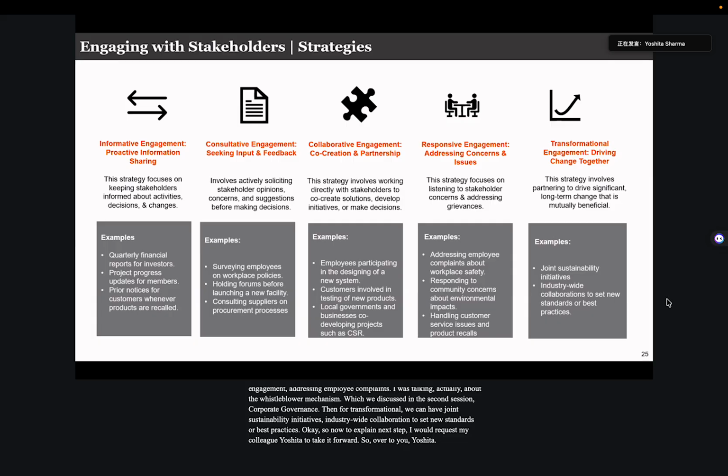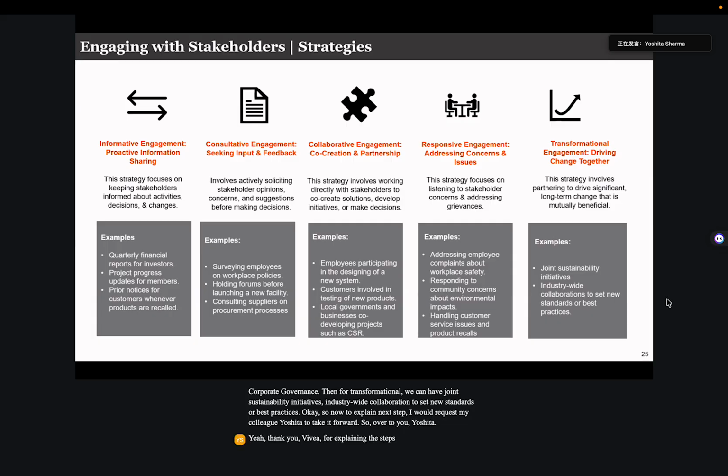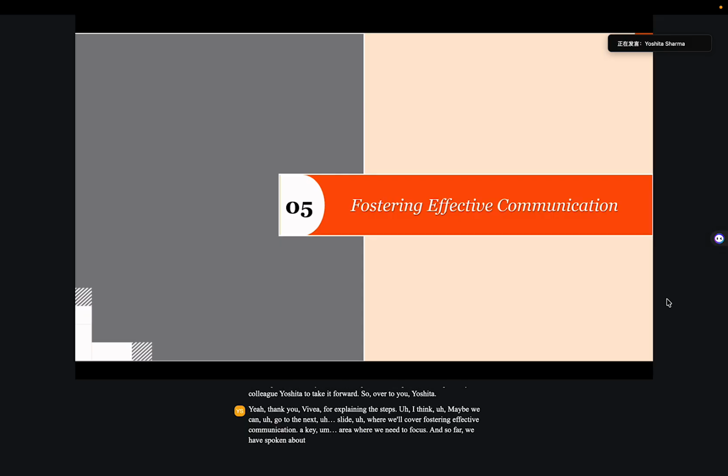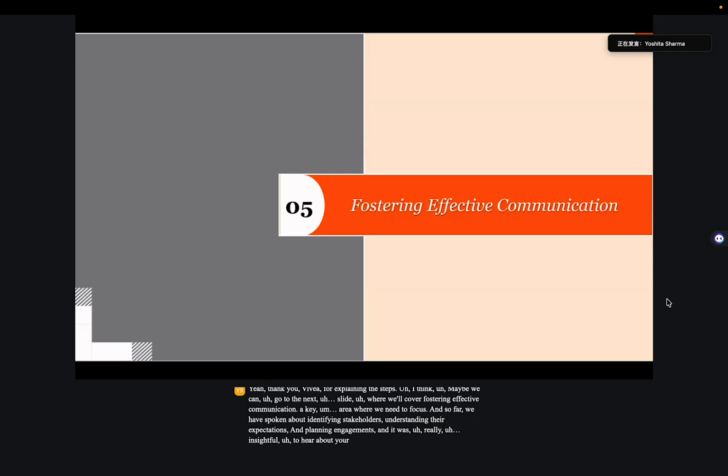Yeah, thank you, Bhavya, for explaining the steps. I think maybe we can go to the next slide where we'll cover fostering effective communication, a key area where we need to focus. So far, we have spoken about identifying stakeholders, understanding their expectations, and planning engagements. And it was really insightful to hear about your experiences and your thoughts as well.